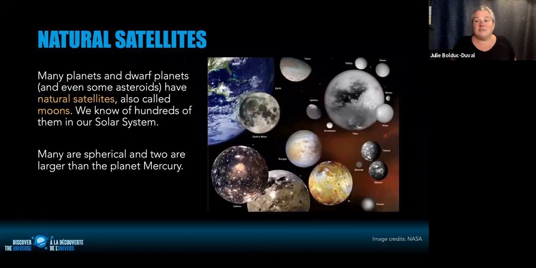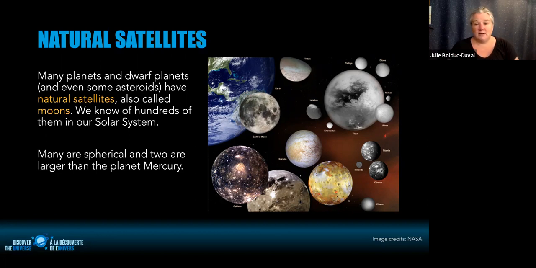So now if we look at another type of object, we have natural satellites or moons. And what are those? Well, they can be any shape, any size, but basically it just means that they don't orbit the sun directly. They are in orbit around something else that is in orbit around the sun. And that something else could be a planet, a dwarf planet, or an asteroid. Some asteroids have moons. So sometimes we simplify and say a moon is something that goes around a planet. Well, it could also be something that goes around a dwarf planet or an asteroid. It's sort of the second level of orbits.